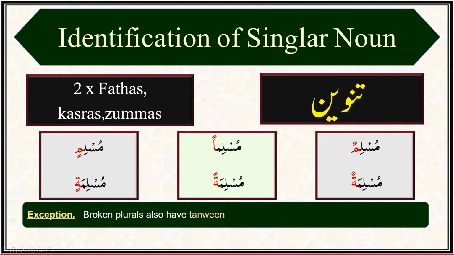You have to note down one another exception, that the broken plural, which is a type of plural nouns which we would be studying in the later stages of the course, would also have a tanween at the last half of a noun. So there are likely chances that singular nouns would be mixed with the broken plurals, but inshallah ta'ala we would subsequently learn how to differentiate between singular noun and broken plurals. As of now, you have to remember that singular noun can be identified through tanween at the last half of the word.